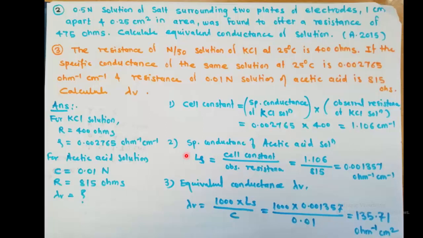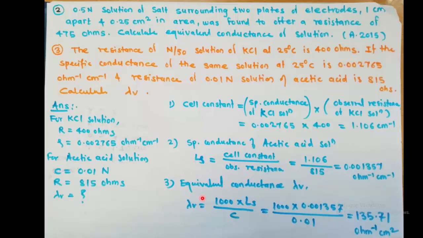Next, specific conductance of acetic acid. How to calculate specific conductance? So Ls, shown by the symbol Ls, is equal to cell constant upon observed resistance. Observed resistance is given, the cell constant we just calculated, it is 1.106 per centimeter upon 815. Okay, do this division, then we get the answer 0.001357 per ohm per centimeter. This is the value of specific conductance.